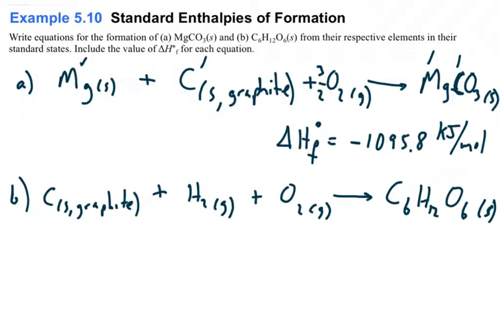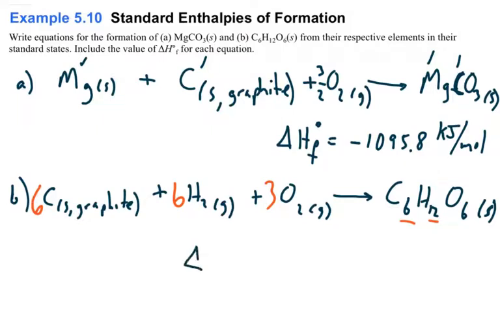notice that there are 6 carbons here. So we're going to put a 6 here in front of the carbon. The next thing we're going to do, if you look at the hydrogens, there's 12 over here. So if we put a 6, we now fix the hydrogens as well. And then we're going to put a 3 here in front of the oxygen, and that would make everything balanced.